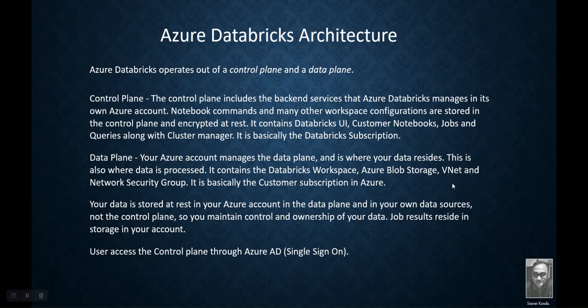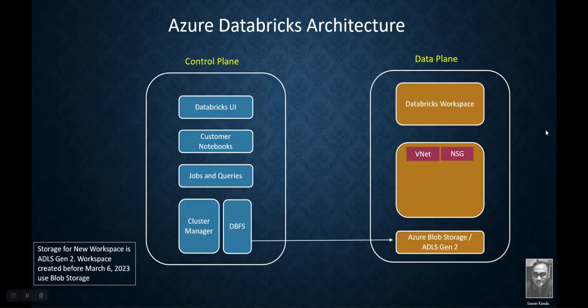Now we will be seeing how it actually works through a diagram. So you can see here there are two things. One is control plane and another one is data plane. Within control plane we have Databricks UI, customer notebooks, jobs and queries, cluster manager and DBFS. These are all coming under Databricks subscription. And another one is data plane, that is the Databricks workspace, the VNet and NSG, Azure blob storage or ADLS Gen 2. So storage for new workspaces is ADLS Gen 2. Workspaces which were created before March 6, 2023 use blob storage.